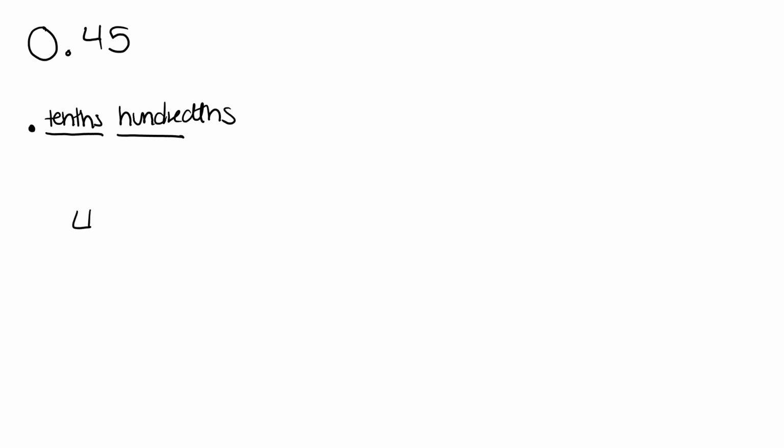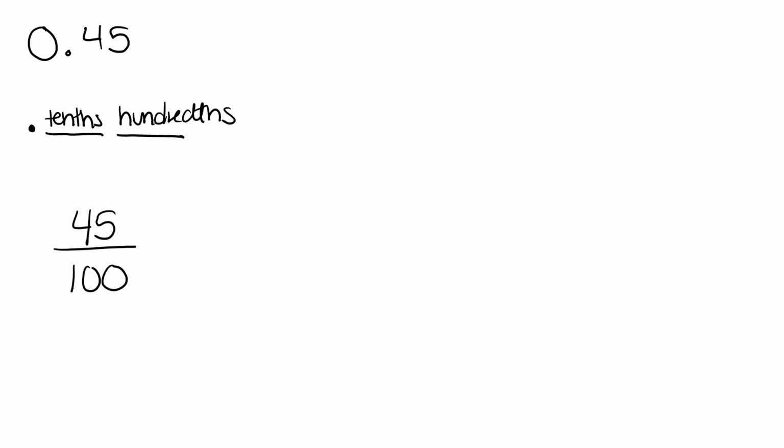For our first problem, we have the number 0.45. So we're going to start by making this into a fraction. Remember, with decimals, the first place value is the tenths. The second place value is the hundredths. And so when we write our fraction, we write it as 45 over 100 because it's in the hundredths place value.